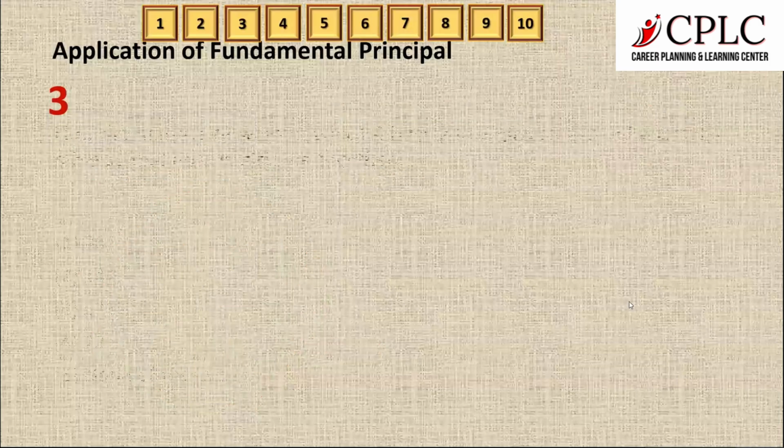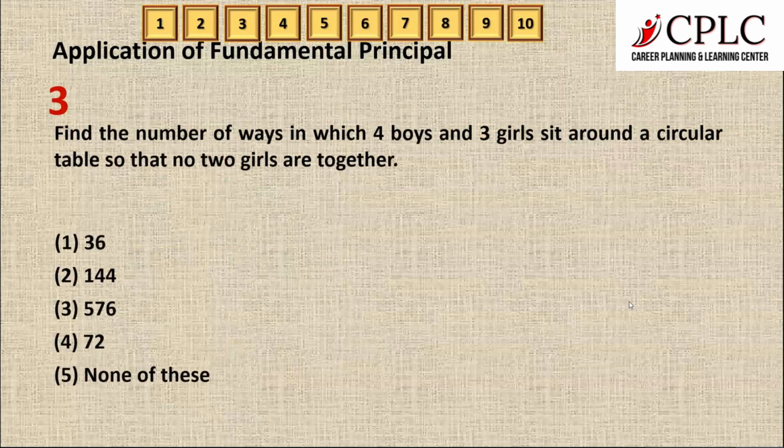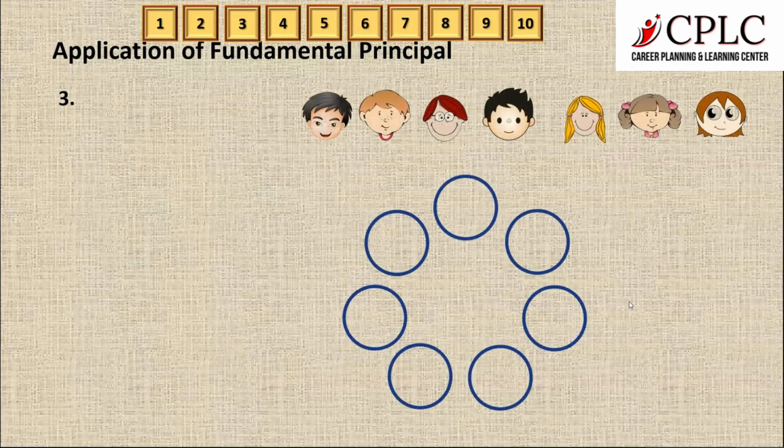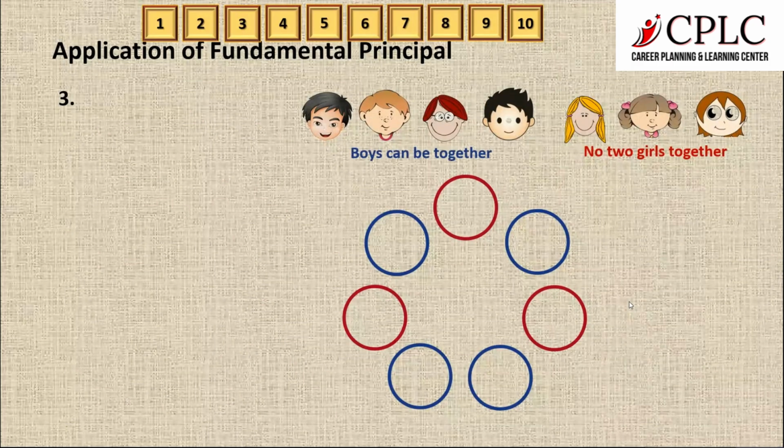Moving to the next question. Find the number of ways in which 4 boys and 3 girls sit around a circular table so that no 2 girls are together. So there are 4 boys and 3 girls. Also, no 2 girls must be together. What we'll do is we'll assume the places of girls now. The red circles are the places on which the girls can sit, and also they can follow the condition. Some boys can be together, so there is no restriction on the boys' part.